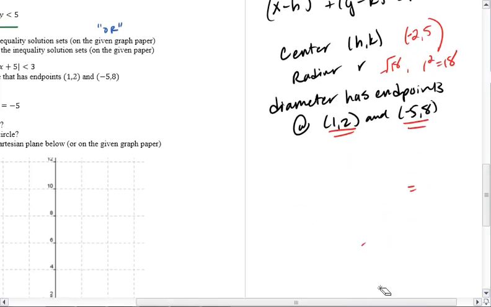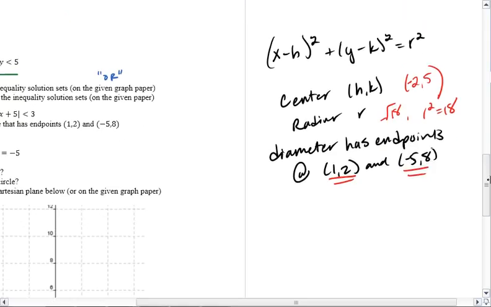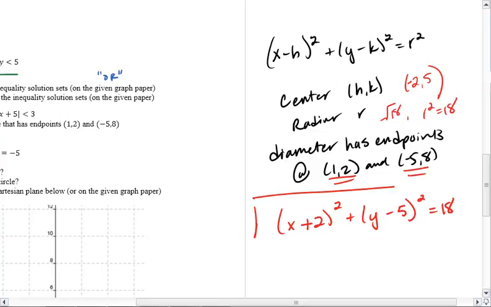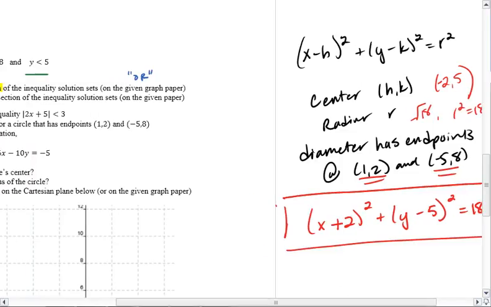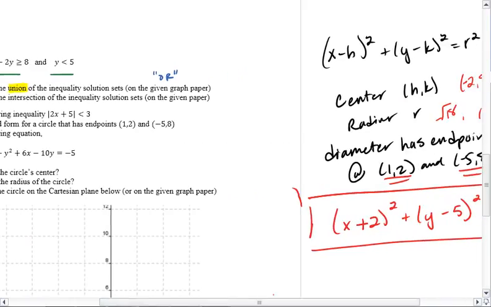Meaning the general form for this circle is (x plus 2) squared plus (y minus 5) squared equals 18. And that's the solution to problem 7. Oh, I'm sorry, 8.